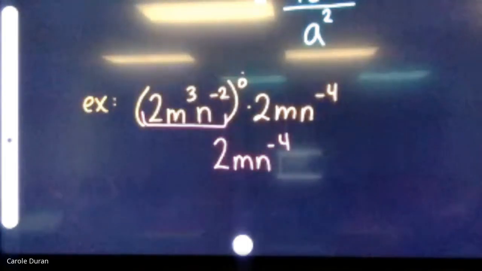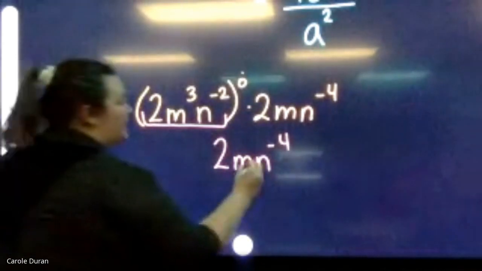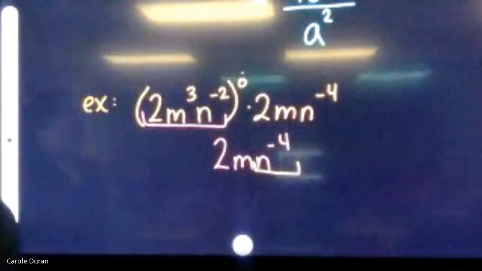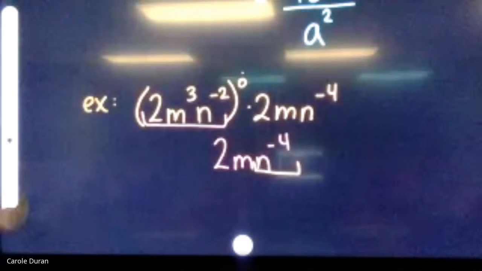I cannot put the m and the n together because they are different bases. I also can't combine the 2 with anything else because there's no other numbers, which means my last step is just to make my negative exponents positive. So what base here has a negative exponent on it? N. This n is the only thing that I'm going to be moving. I'm not going to move any number or any other base in front of it. The only thing I move is the thing that has the negative exponent.